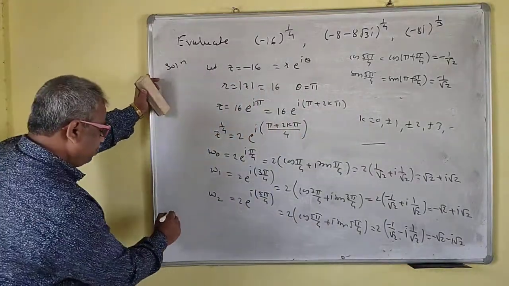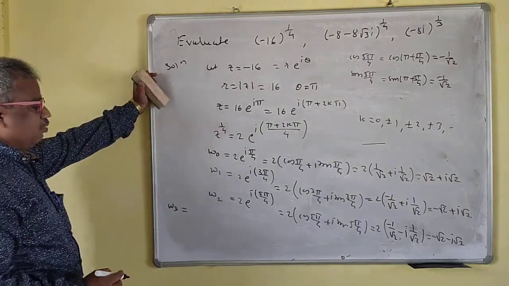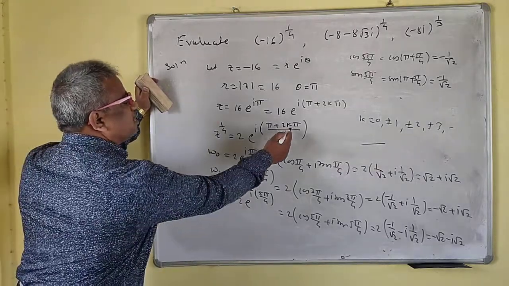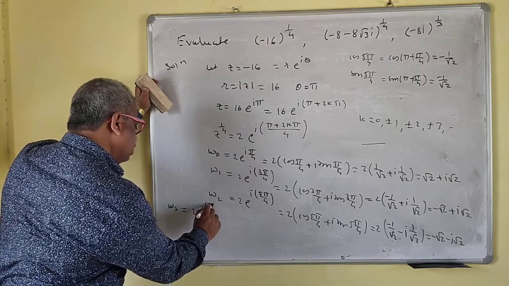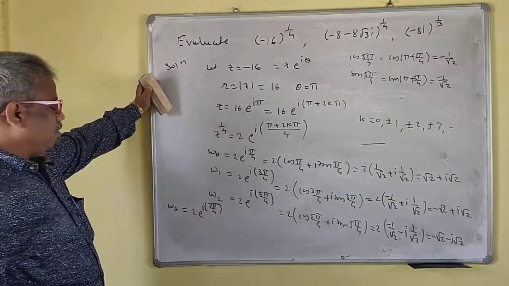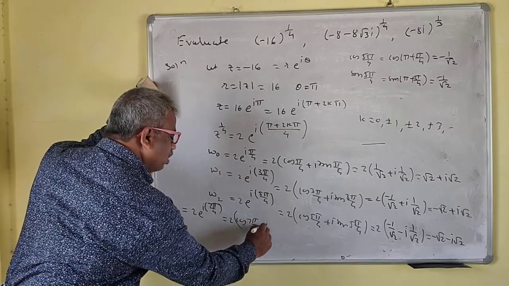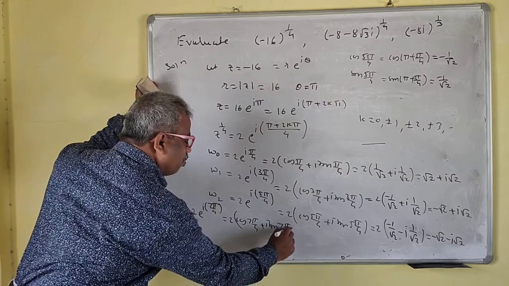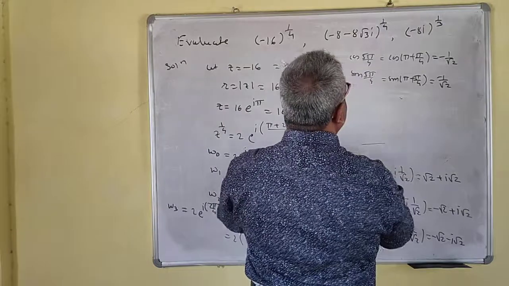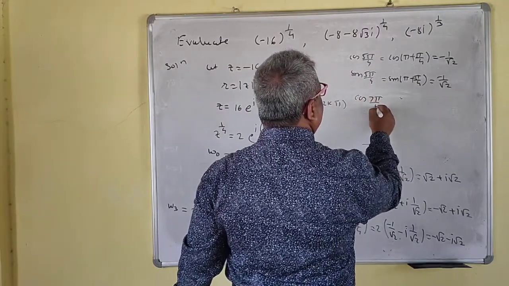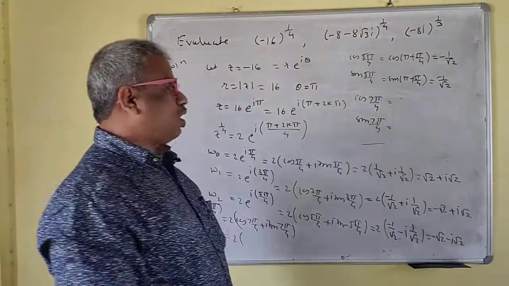Okay, so now we'll find omega 3. We'll put k is equal to 3. So this is 6 pi, 7 pi by 4. This is e raised to i 7 pi by 4. So this is 2 times cos of 7 pi by 4 plus i sin 7 pi by 4. You have to find the value of 7 pi by 4, so cos of 7 pi by 4, and sin also.